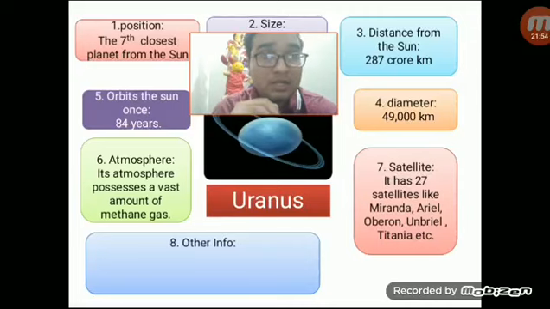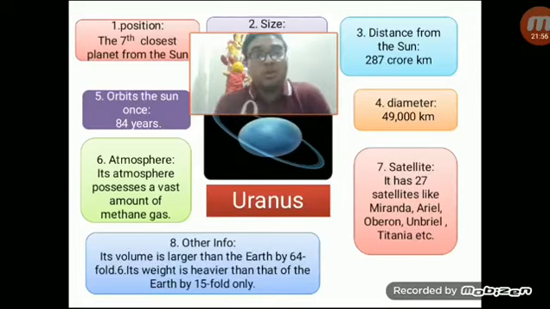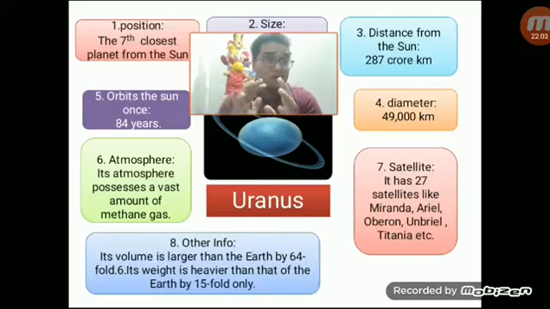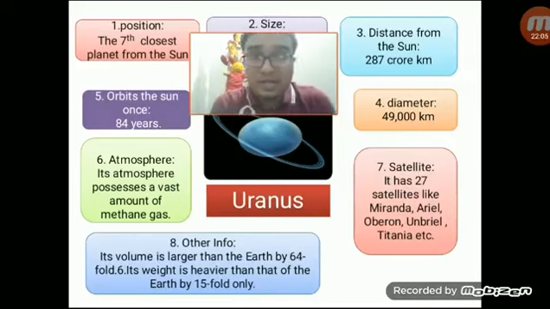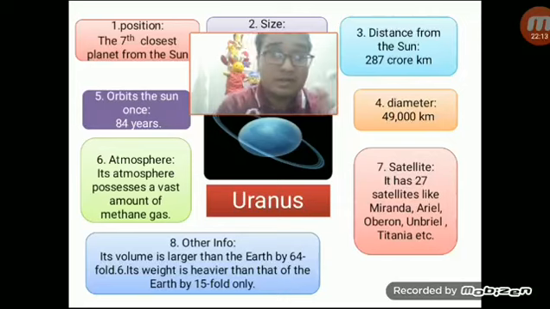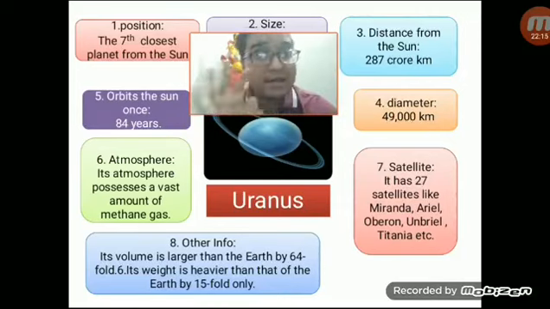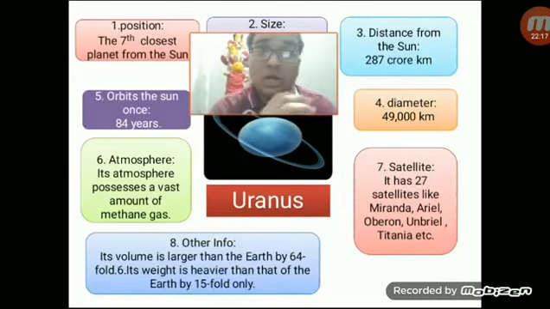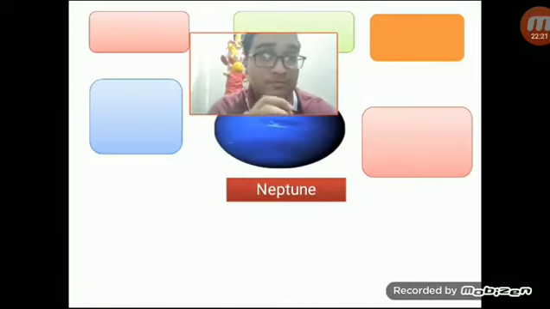And other information, its volume is larger than the Earth by 64 fold. That means it is 64 times bigger than the Earth, and the weight of this planet is 15-fold bigger than our Earth. Okay, so that's all about the planet Uranus. Now I am going to discuss the planet Neptune.